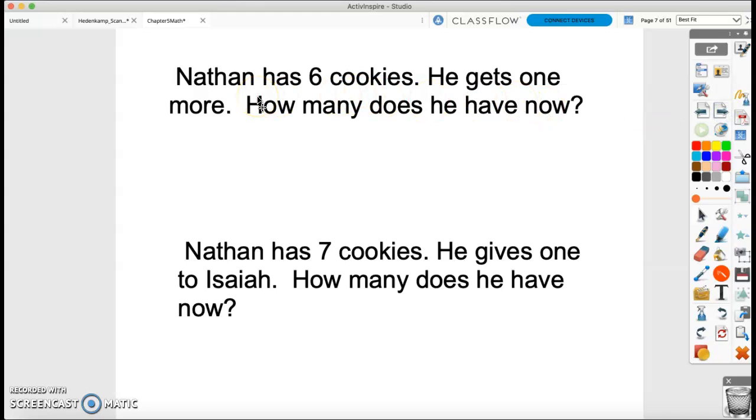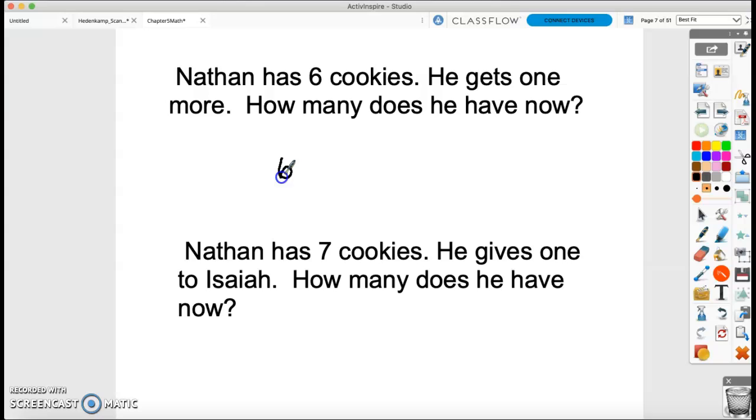So let's read what it says. It says, Nathan has 6 cookies. He gets 1 more. How many does he have now? So let's write a number sentence for that. It says Nathan has 6 cookies. So here's our 6 cookies that he has.